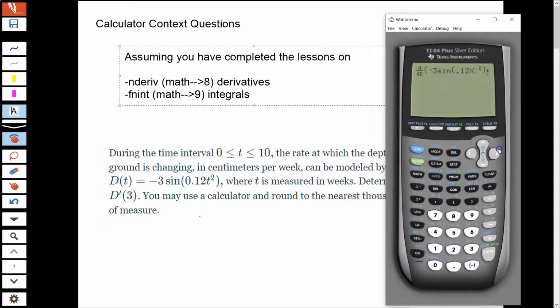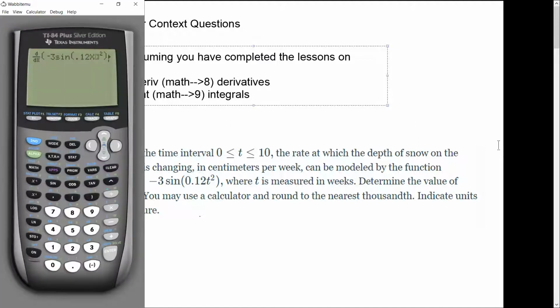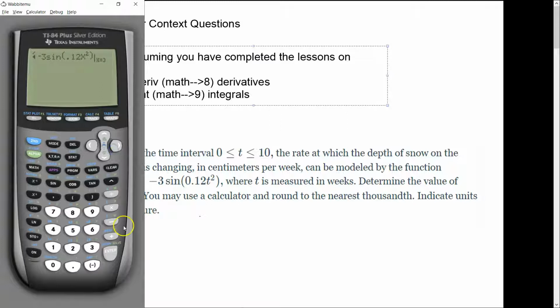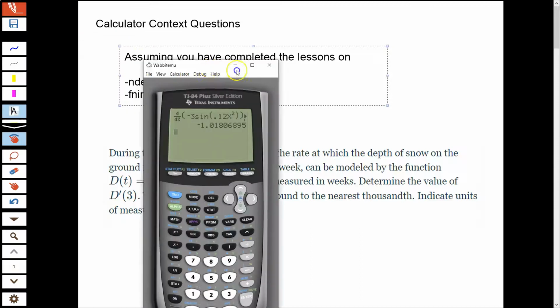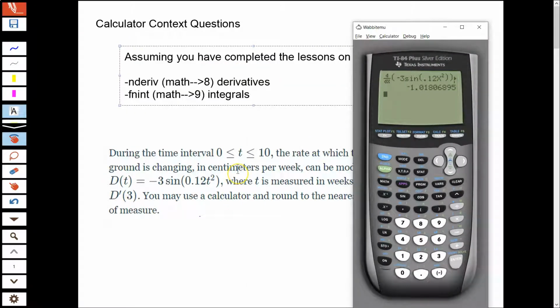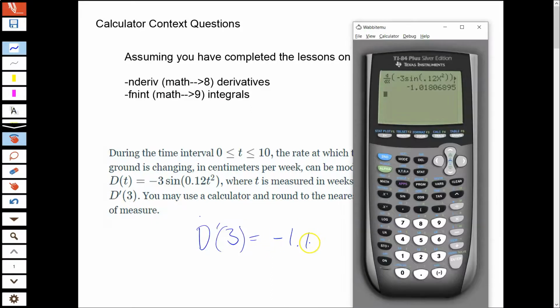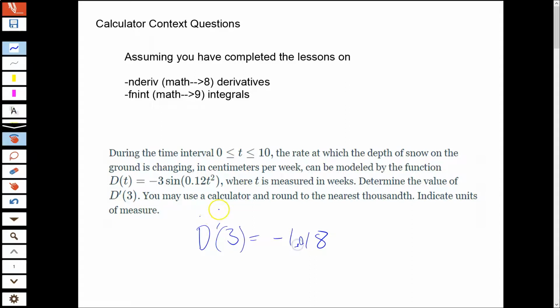With d dx, the function, and then x equals 3. I'm going to evaluate it, and I get negative 1.018. So that's my solution: d prime of 3 is this result here. I round to 3 decimal places because that's what we're going to do on the AP exam. So d prime of 3 equals negative 1.018. That's our result.